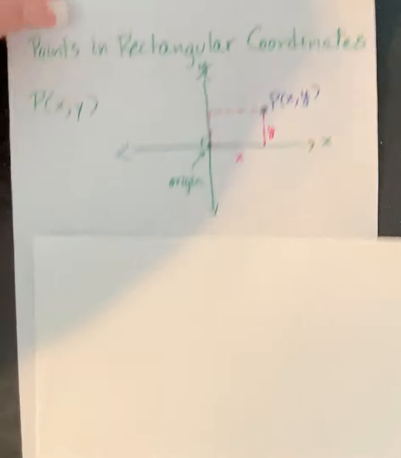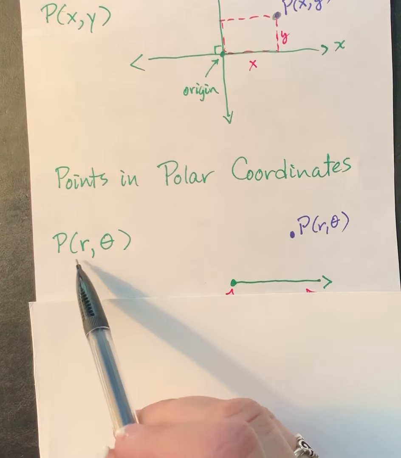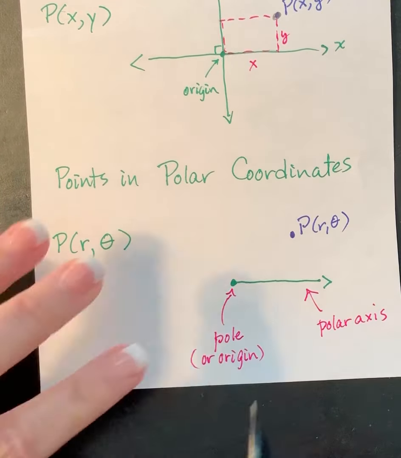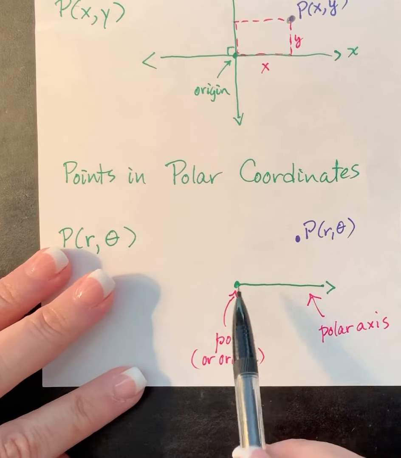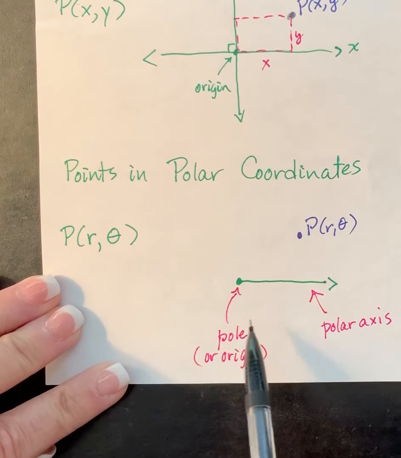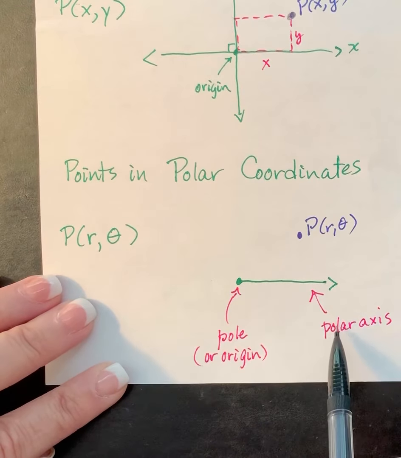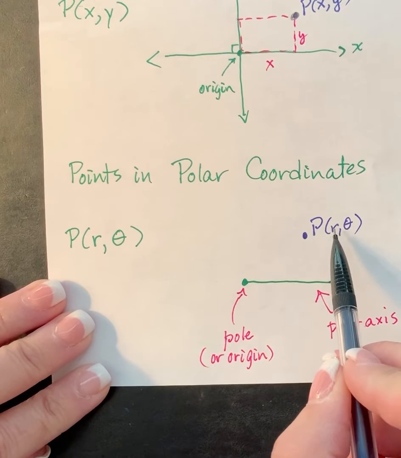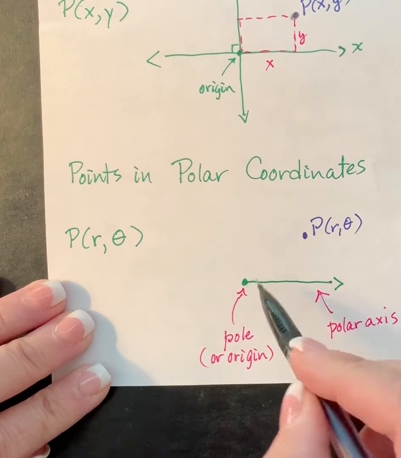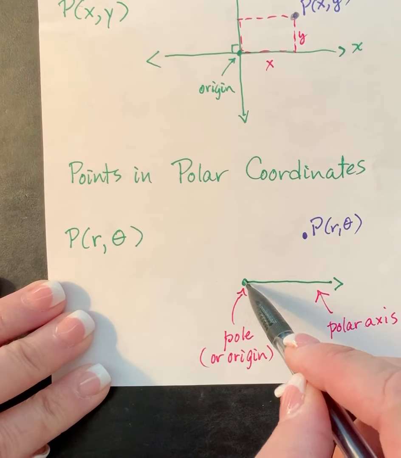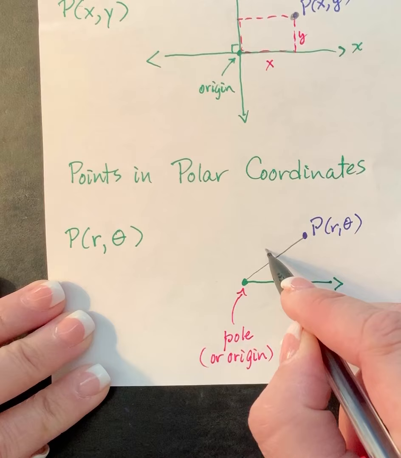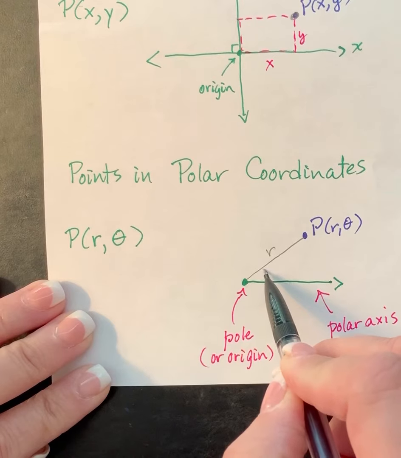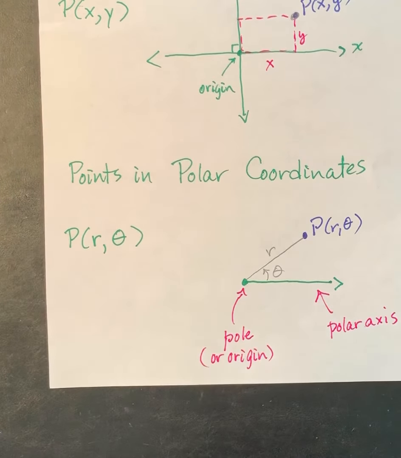All right, now polar coordinates. Here we will be doing r comma theta. In this system, you will have a point and you'll have a ray. The point is called the pole, or sometimes called the origin, and this ray is called the polar axis. A point P then is described with an r value and a theta value. r is the distance from the pole, and theta is the angle that this segment makes with the polar axis.